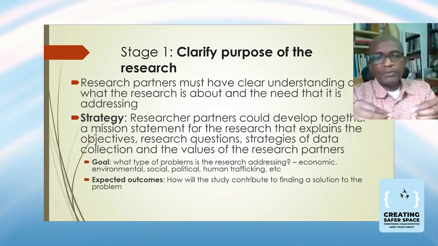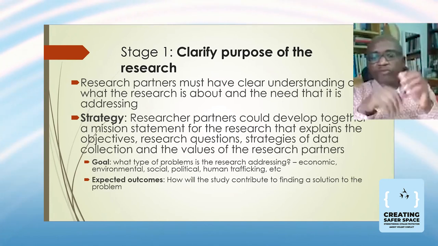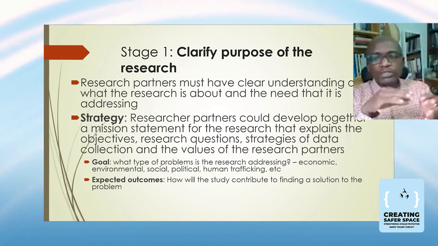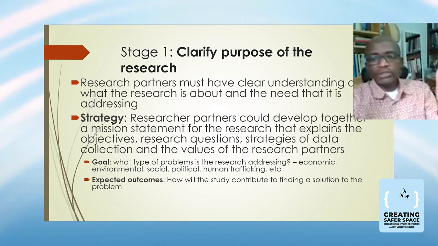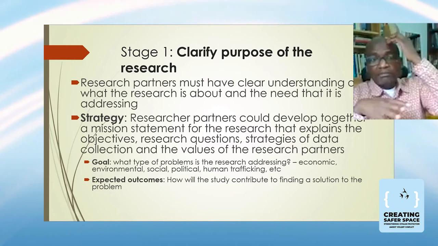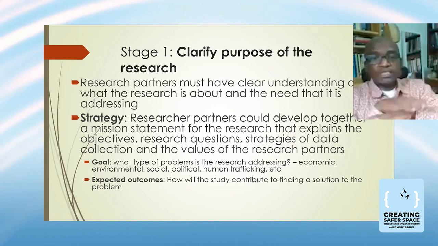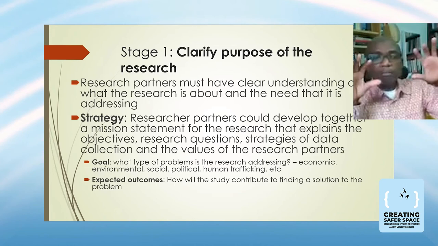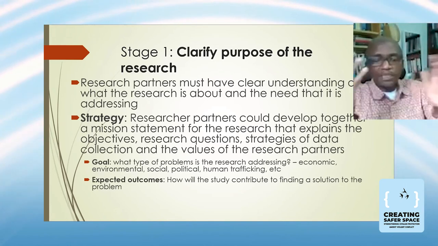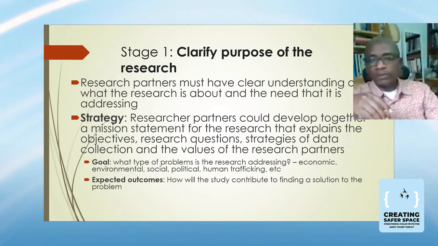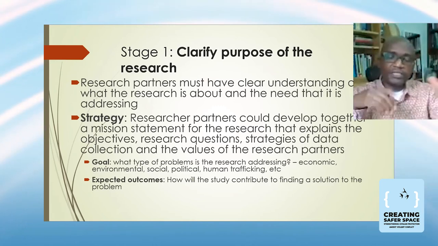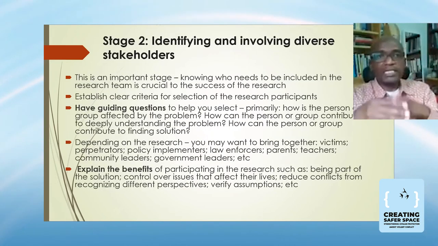And the goal is simple, to identify the type of problem we want to address. Is it economic, environment, social, political, or is it related to human trafficking, or is it related to displacements? And sometimes it could be social, environmental, and economic because it has diverse perspectives to it. And so in engaging that particular issue, you need to be open to a much wider horizon. Be very clear on the expected outcomes. And that's where I started off from, because that's what then takes us in a reverse process to realizing the next stage.